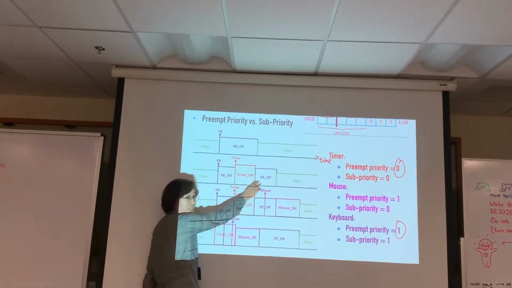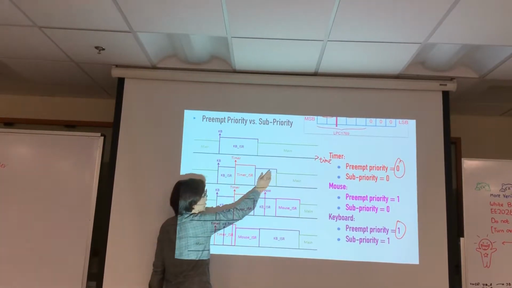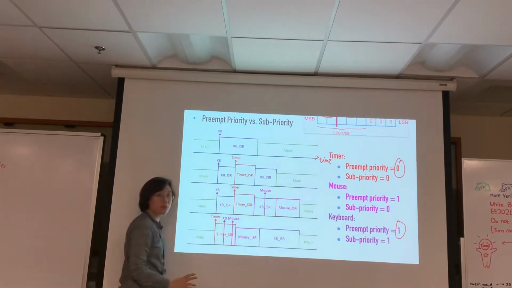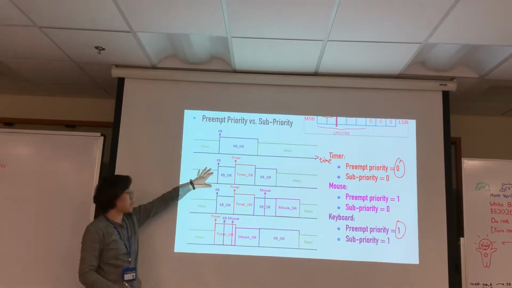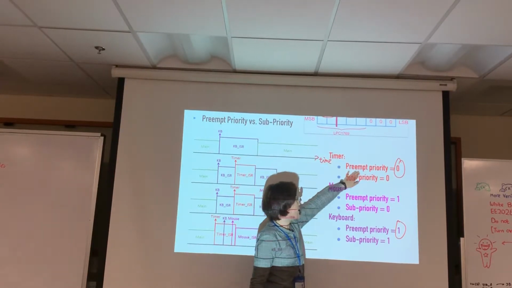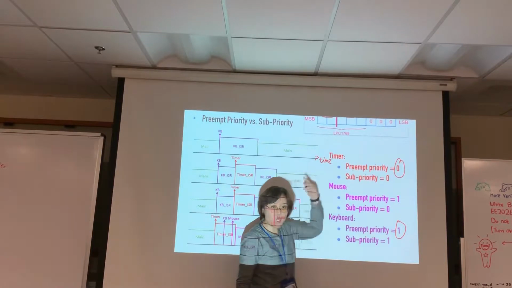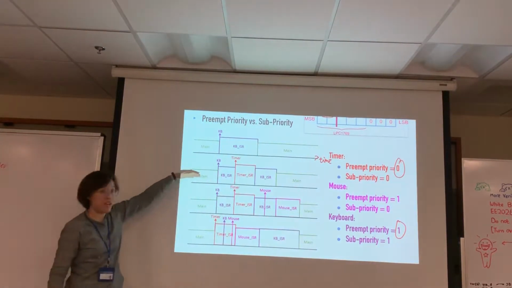Your keyboard hasn't finished, right? So you start to run your keyboard until it finishes, you go back to your main. Okay? So this shows what happens if an interrupt with higher preamp priority comes in. You will see something like this.